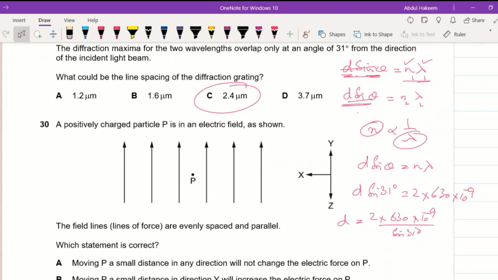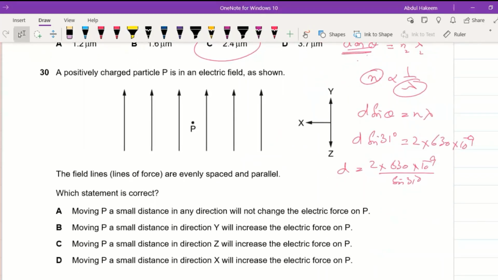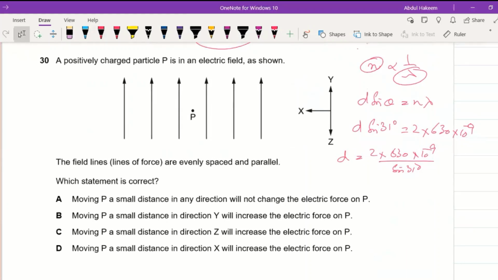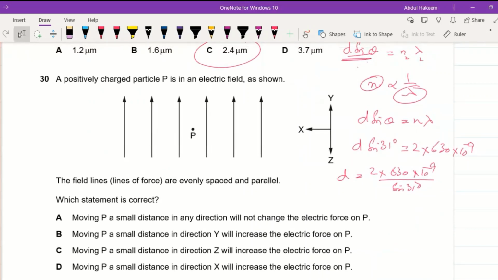And the next is, a positively charged particle P is in electric field as shown. The field lines of the force are evenly spaced and parallel. Which statement is correct? Moving P a small distance in any direction will not change the electric force on P. So look, this is the electric field. So this side is the positive and this side is the negative.